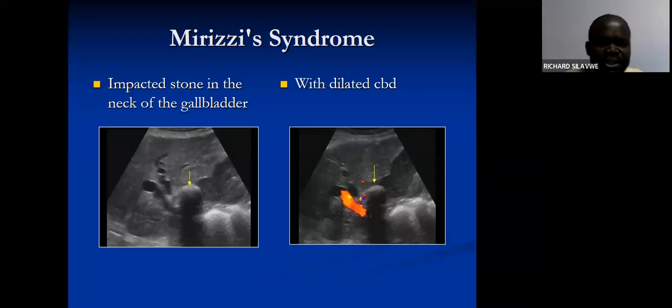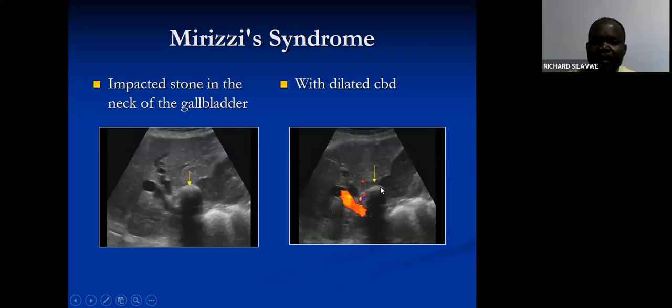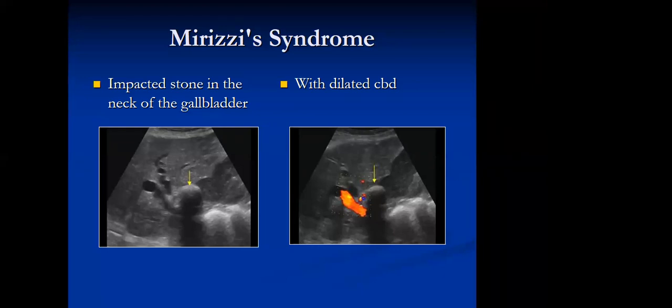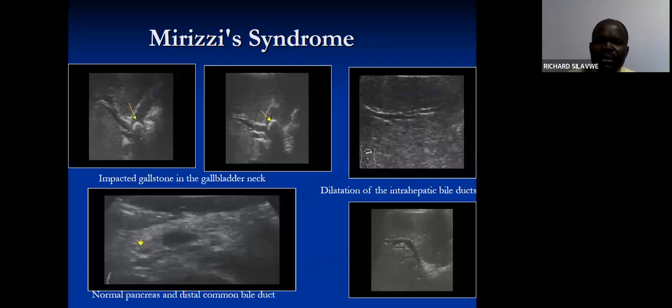So the impacted stone in the neck of the gallbladder, that's what I'm showing you here. We have the stone here. Then the stone is here. Okay, so we see that the common bile duct is dilated. These are just pictures showing us the cystic duct impacted by a stone.